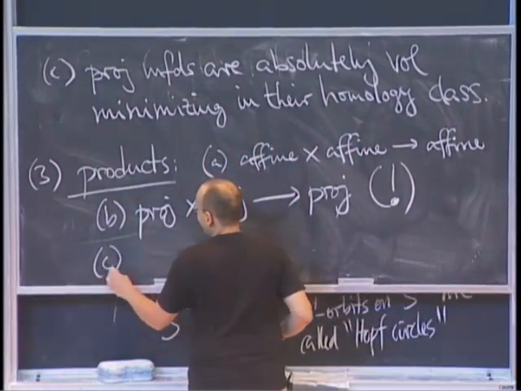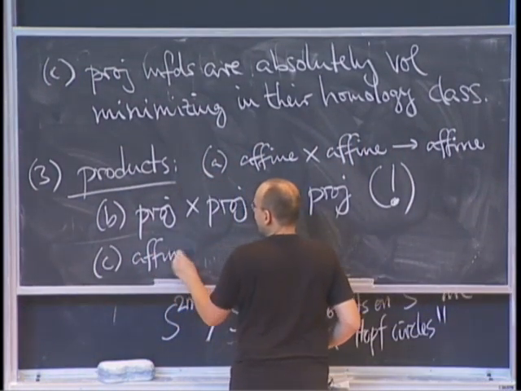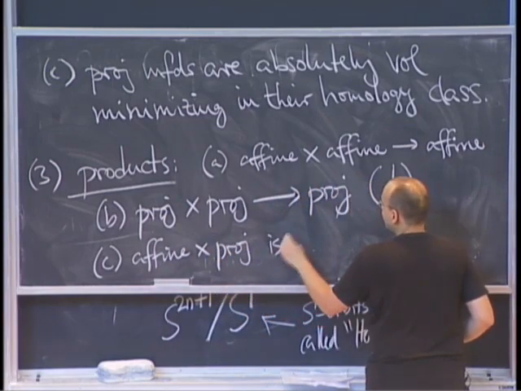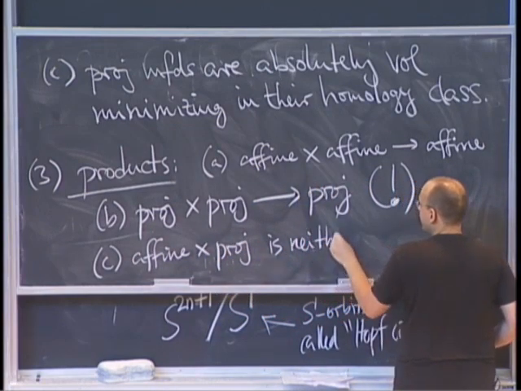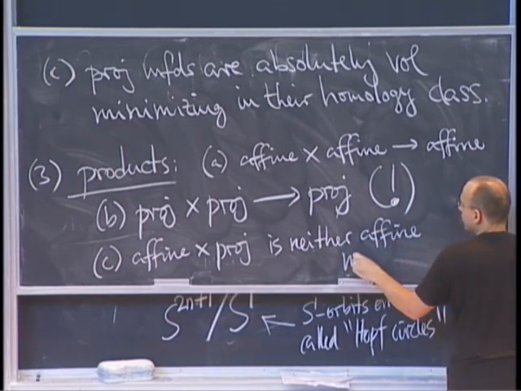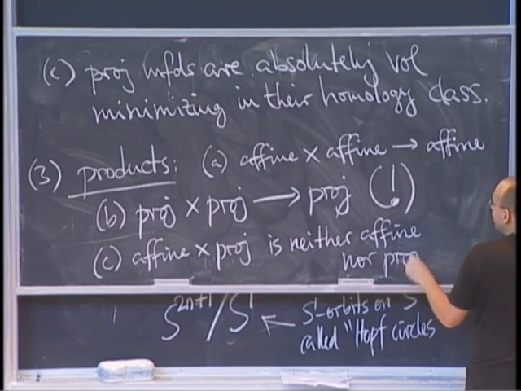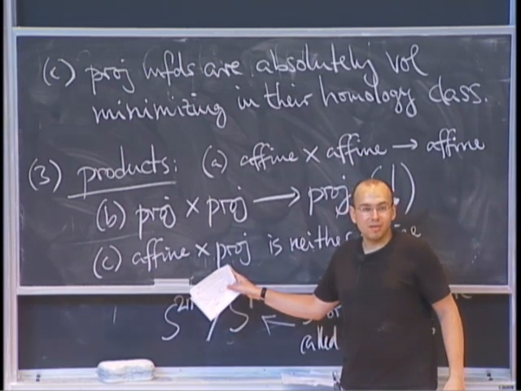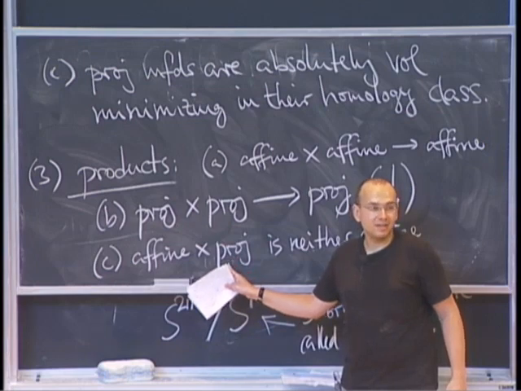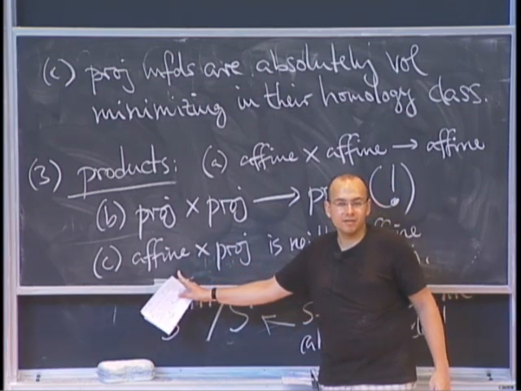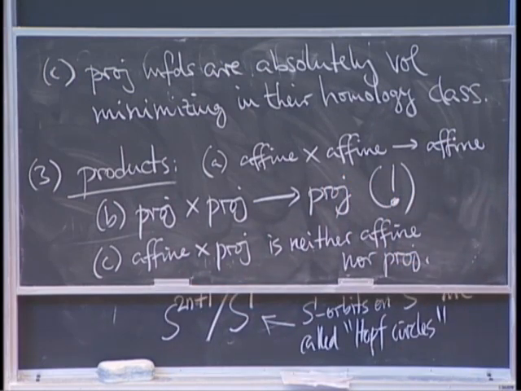This is not so obvious, actually. And then clearly affine cross projective is neither affine nor projective, unless one of them is a point or something like that. Because if neither of them is a point, then it contains compact complex submanifolds from the projective factor, so it can't be affine, and it's non-compact from the affine factor, so it can't be projective. So there are mixed cases in between.